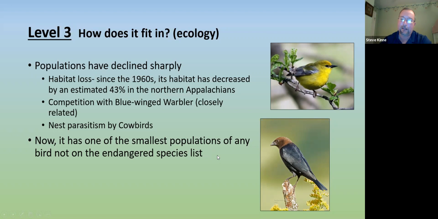And finally, there are some issues about nest parasitism by cowbirds. They're one of our birds that lays their egg in another nest and then kind of takes over. So this has a detrimental effect on some of the populations, such as the golden-winged warbler. So that's kind of some ecology that you learn.